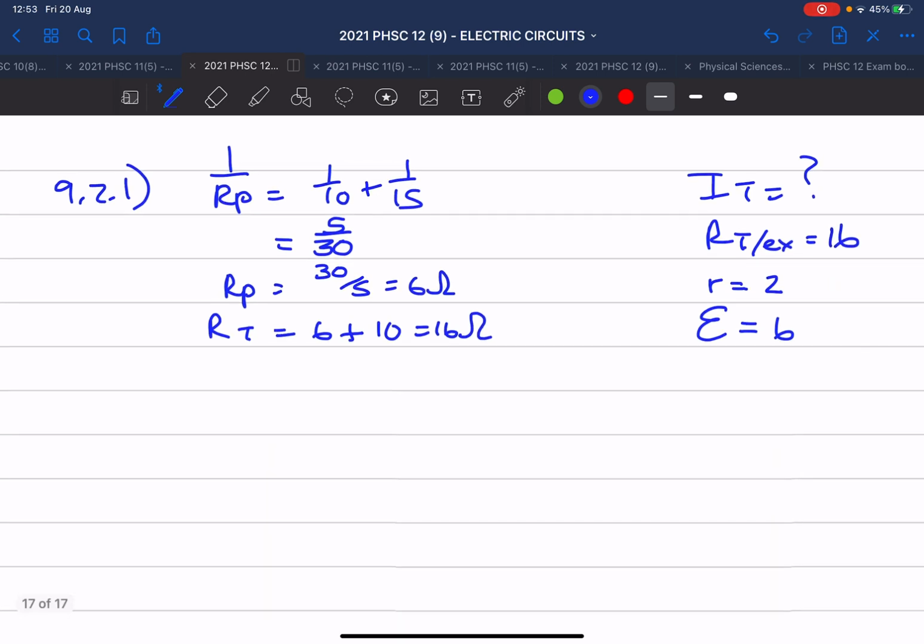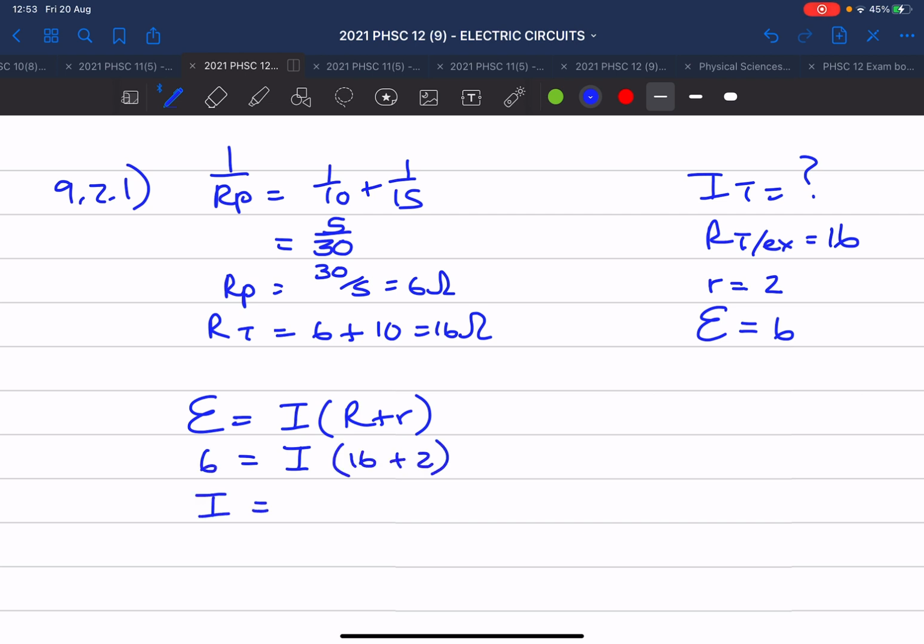Then I go to my formula. The EMF is current times resistance plus resistance. I want the current. The EMF is 6, over 16 plus 2. And you get the current to be, I think, 0.333333 amperes.